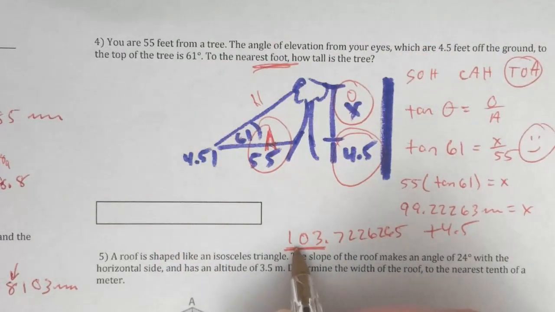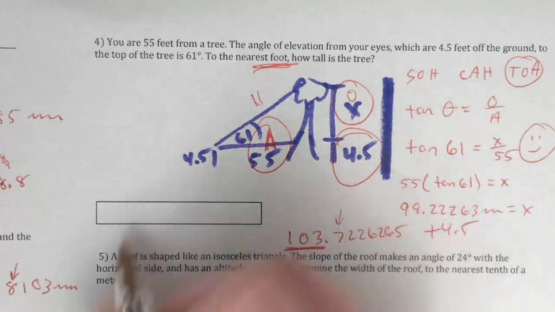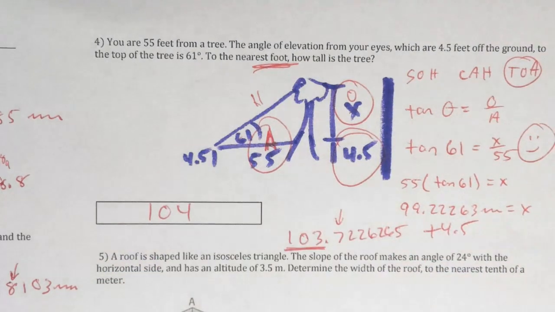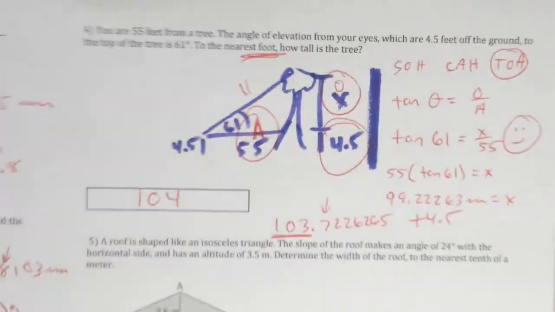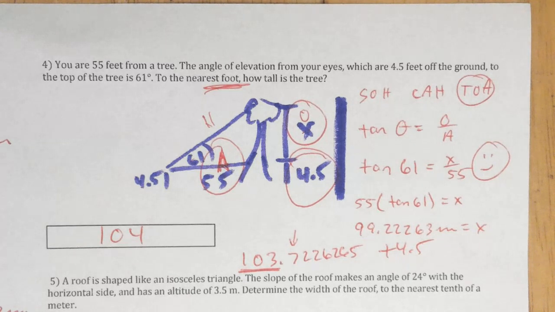So am I staying at 103 or going up to 104? That 7 says go to 104, and that's my final answer. So be careful with those. There's the answer for that one.